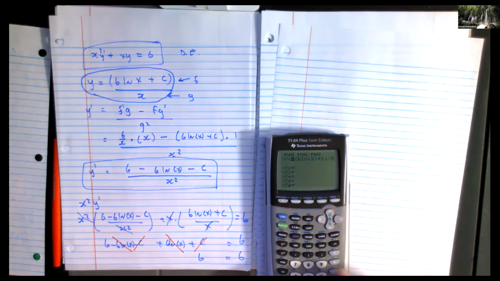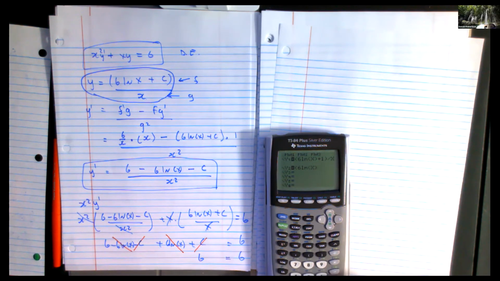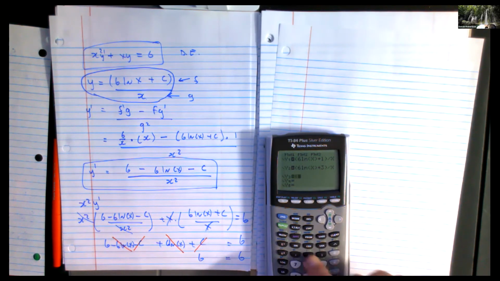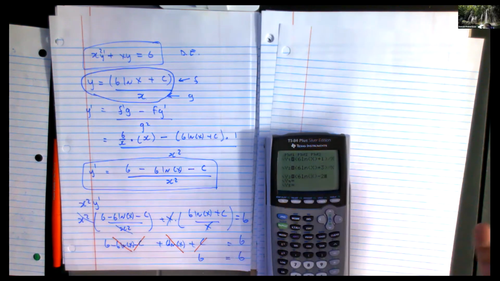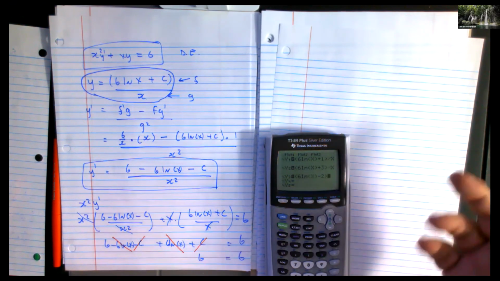Now I'm going to do bracket, 6 natural log of x plus 3 divided by x, and I'll do just one more. 6 natural log of x minus 2, because minus 2 is like adding -2. So the c could be a negative number.